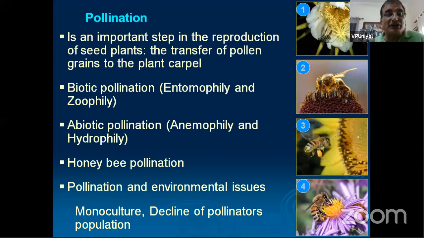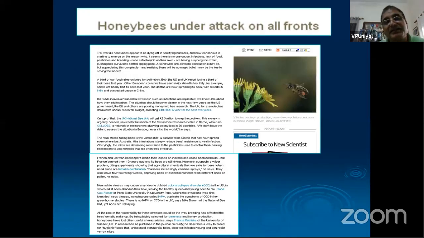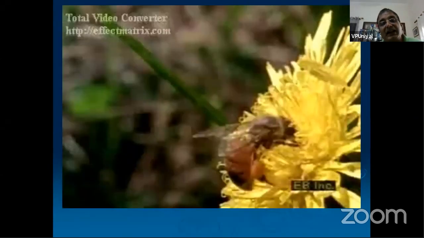ECG of the forest area, when any person is walking in any ecosystem area, any protected area, this is the indicator. This type of indicator is known as a bioindicator. There are a large number of articles by people saying honeybees are under attack on all fronts, declining.